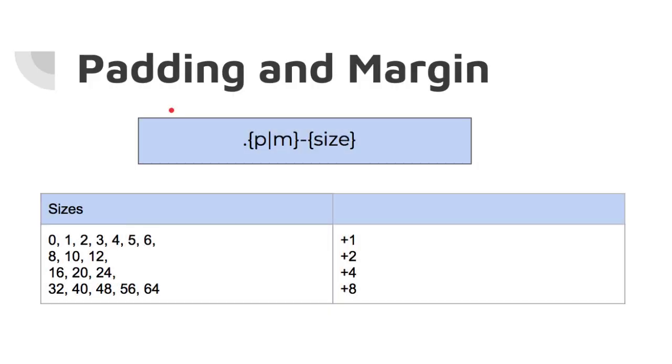Hello friends, welcome back. In CSS, we have something called padding and margin to add some white space. Margin is outside of the element and padding is inside of the element.